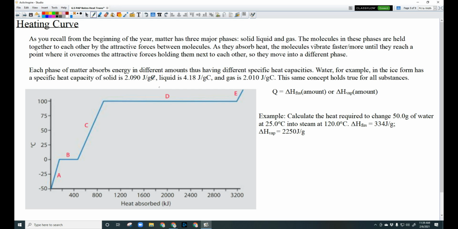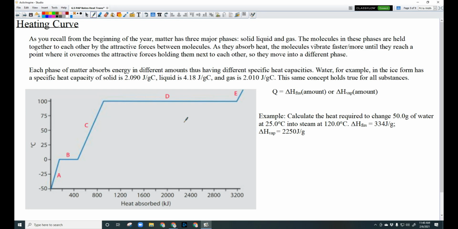All right, so the heating curve. A heating curve, well, as you recall from the beginning of the year, matter has 3 major phases: solid, liquid, and gas. What holds these in this phase is that the molecules are held together by attractive forces between the molecules. So they're called intermolecular forces. And when these molecules start absorbing energy, they start vibrating and moving faster until they can overcome this attraction between the molecules holding them together in that phase. And so that's how they move from one phase to another.